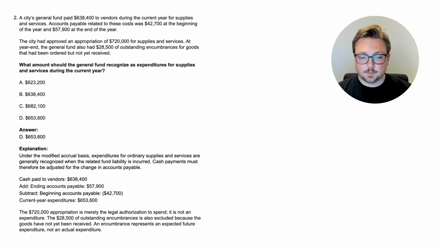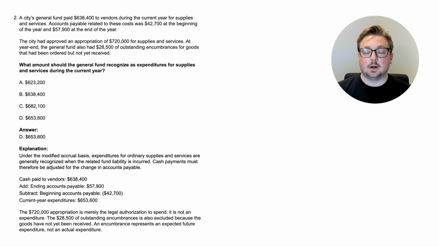The reason for that is because that beginning accounts payable was paid by the cash that was paid to the vendors. So there's no longer that beginning accounts payable because that would have been covered. And then you have the cash, and then you add the ending accounts payable. Anyway, with all that together, it ends with a current year expenditure of $653,600.